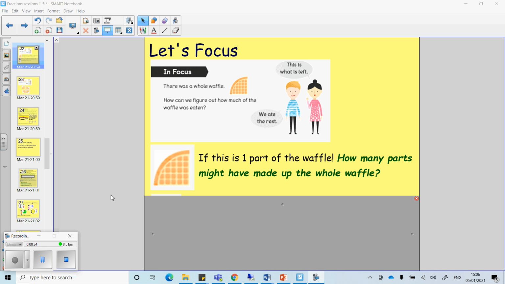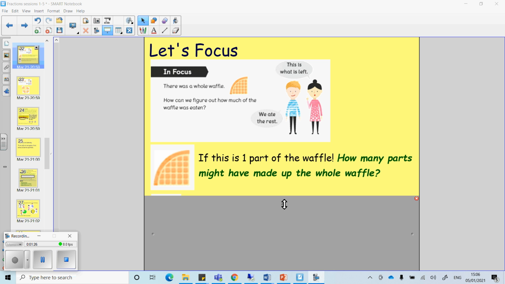We're starting today with a let's focus task. And it says, there was a whole waffle. This is what is left. We ate the rest. How can we figure out how much of the waffle was eaten? If this is one part of the waffle, how many parts might have made up the whole waffle?